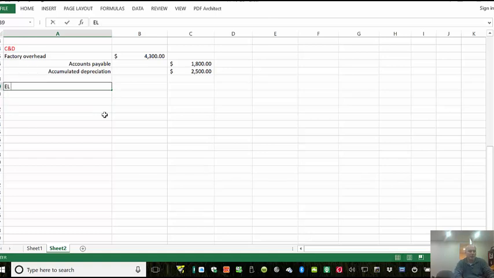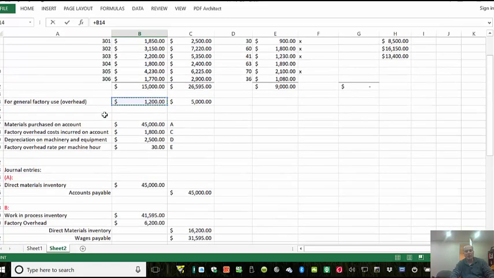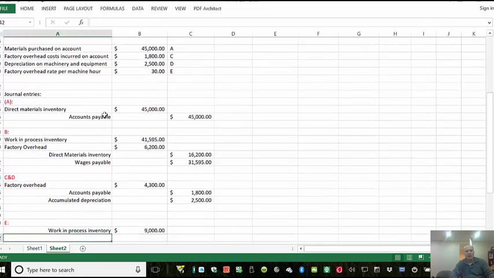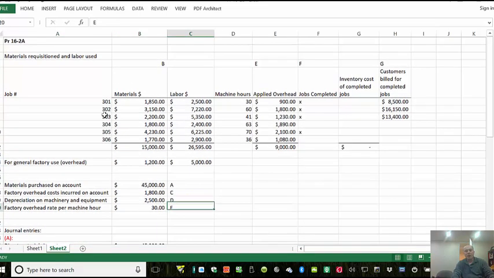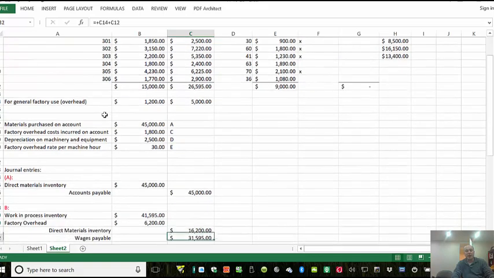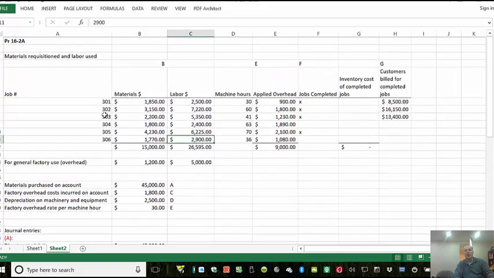So part E, I'm going to debit work in process inventory $9,000, and credit factory overhead $9,000. All right, so then we are up to part F, which talks about jobs completed.